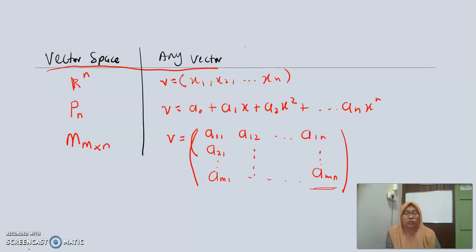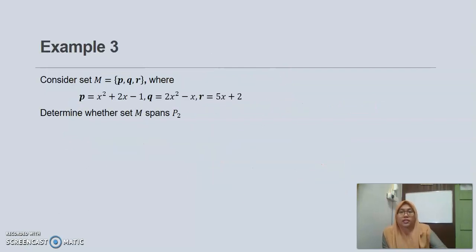Okay, now let's try one example. This is example number 3 in your lecture notes. Consider set M, vectors P, Q and R, where P is x squared plus 2x minus 1, Q is 2x squared minus x, while R is 5x plus 2. Determine whether set M spans P2. So this is our vector space, the polynomial with degree 2.